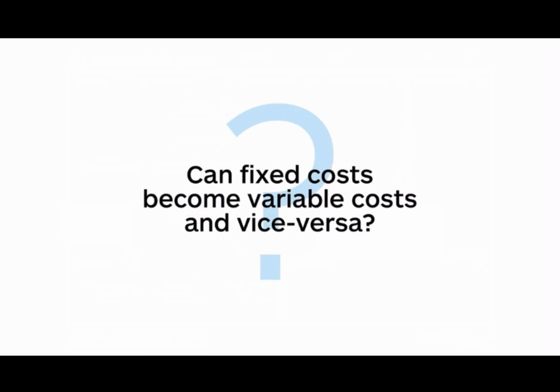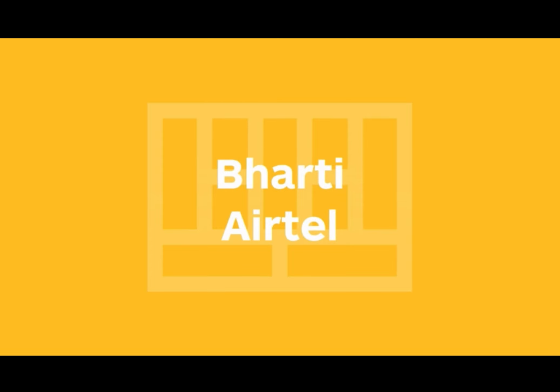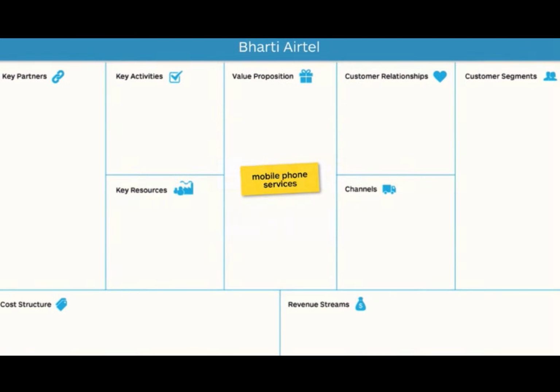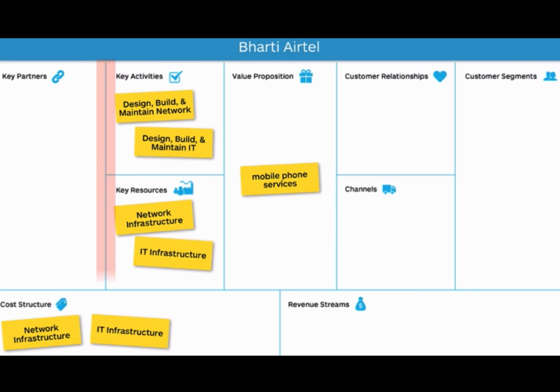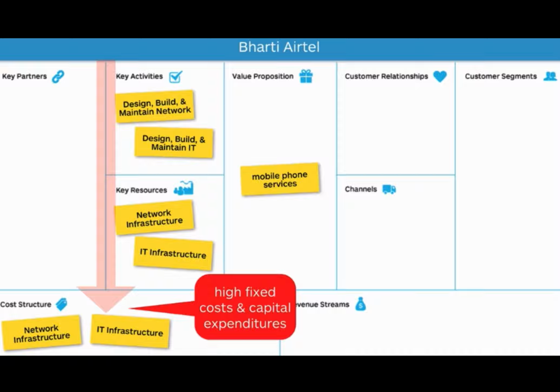Now, an interesting question is, can fixed costs sometimes become variable costs and vice versa? Let's look at an example. Let's look at Bharti Airtel. Bharti Airtel is one of the biggest mobile phone companies in the world based in India, and they offer mobile phone services. So they will have designing and building the network as a key activity, network infrastructure, very, very high fixed costs. And the same for IT, very, very high fixed costs. Now, this is driven by the backstage, and it requires high capital expenditures.